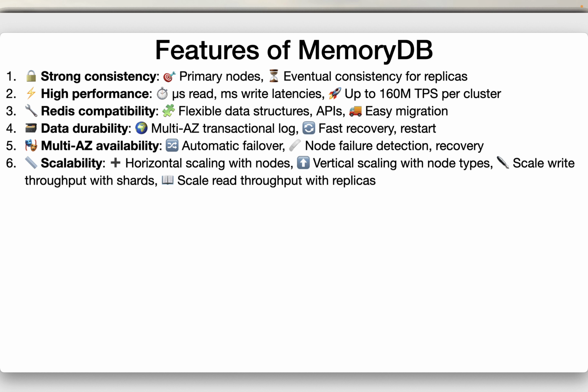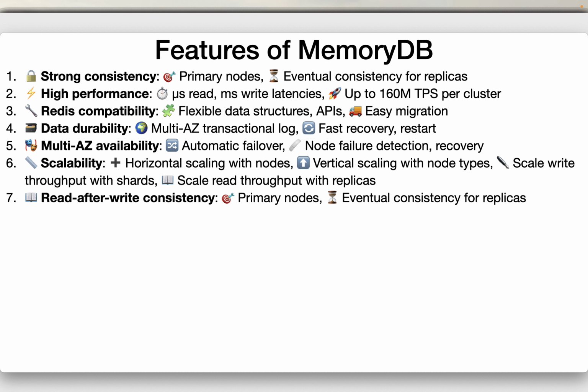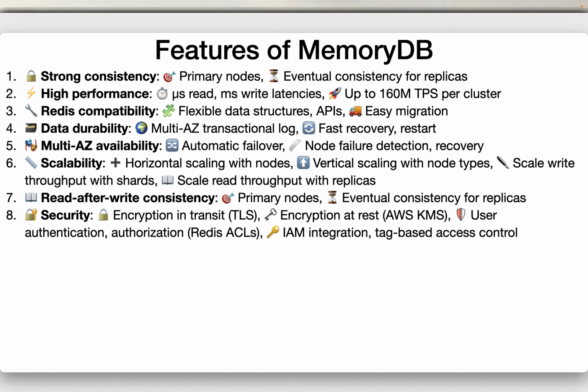Easily scale horizontally by adding and removing nodes or vertically by moving to larger or smaller node types. You can scale write throughput by adding shards and scale read throughput by adding replicas. Read after write consistency for primary nodes and guaranteed eventual consistency for replica nodes. MemoryDB supports encryption in transit, encryption at rest, and authentication of users with access control lists (ACLs), encryption in transit with TLS, and encryption at rest with AWS KMS keys. User authentication and authorization with Redis using access control lists.